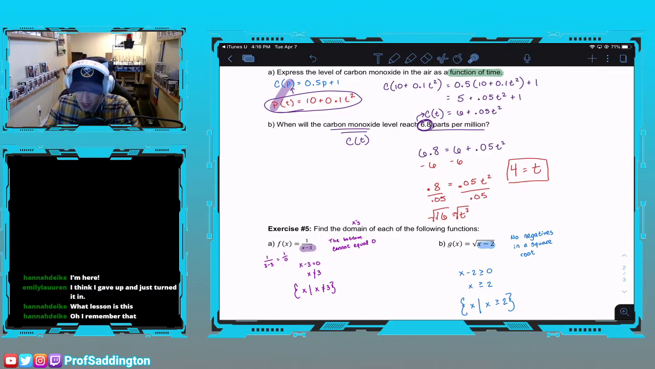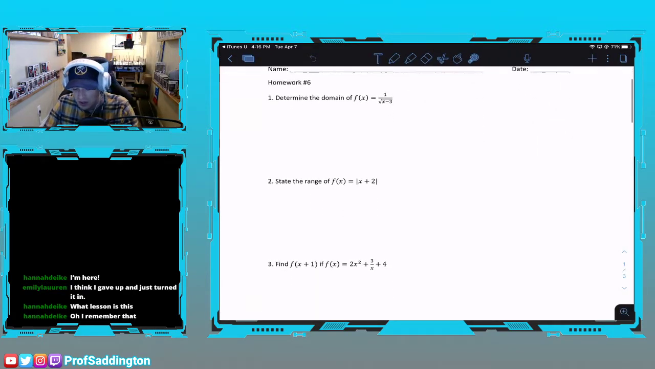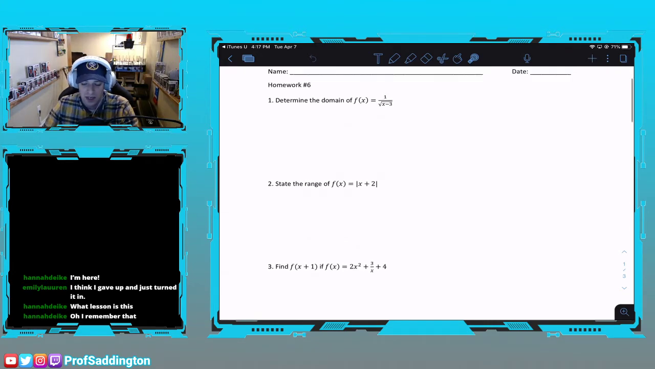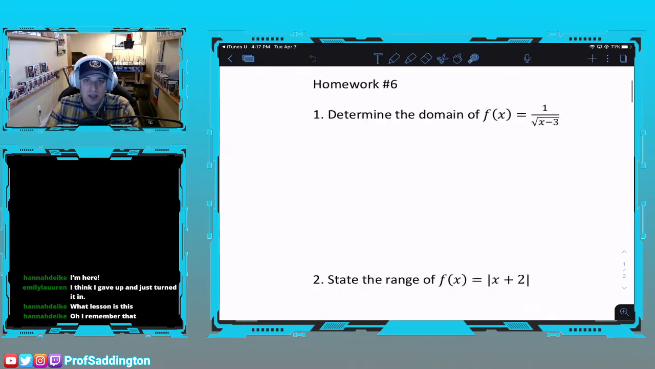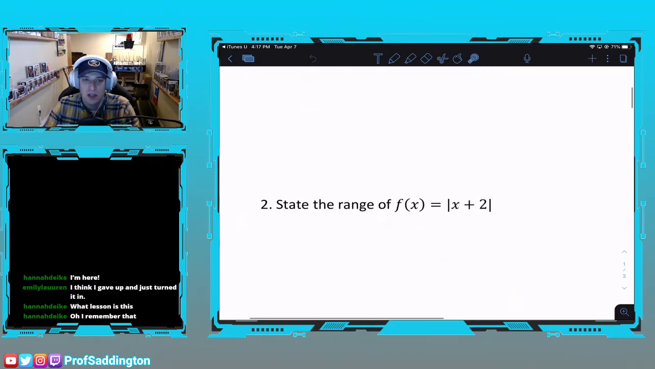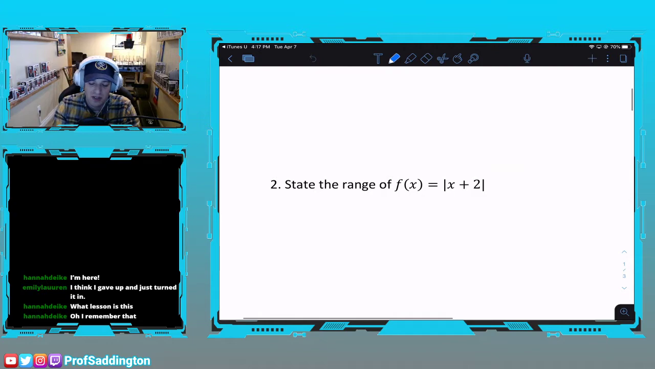But other than that, the only thing I wanted to show was, as far as homework number 6 goes, you'll notice that I have a lot of similar questions to that lesson. Like the first one is talking about the domain of that fraction. Number 2 talks about the range. So I just want to know all the y values that work. So my suggestion for this one is graph it. If you graph it, it will be very, very easy to see how to find the y's.